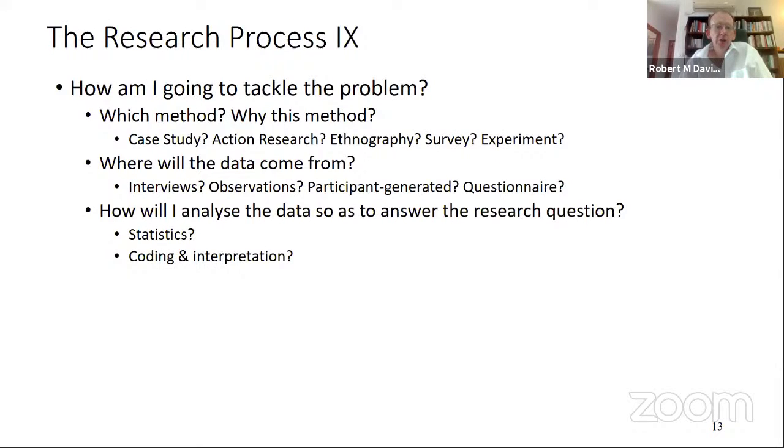When you've got a method, you need to think about data. Where's the data going to come from? Is it from interviews or observations or survey data or questionnaire or something else? You need to think, who is going to provide the data? Which people are going to provide the data? Do I have access to the people? Because if you can't collect the data, then you can't do the research. So that may also be a constraint. And of course, eventually you will have to analyze the data. And you have to have the skills for that kind of analysis.